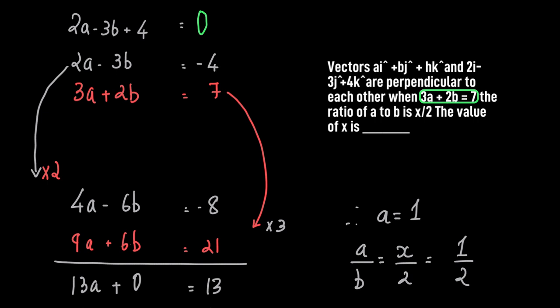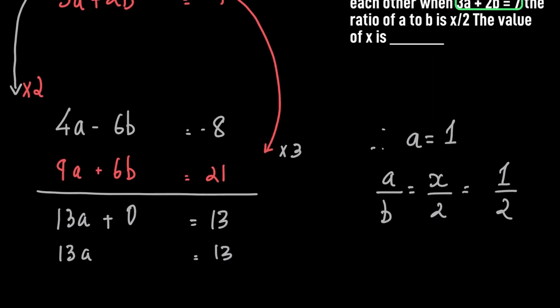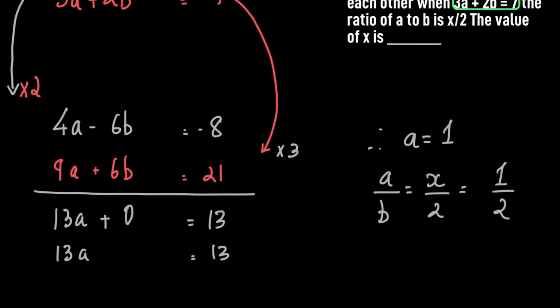Given that 3a plus 2b equal to 7, I'll multiply the first equation by 2 to get 4a minus 6b equal to minus 8. Multiply the second equation by 3 to get 9a plus 6b equal to 21. Adding these, minus 6b plus 6b is 0, 9 plus 4 is 13a, 21 minus 8 is 13, so a is equal to 1. And therefore, a by b is x by 2 is equal to 1 by 2, which gives us the value of x equal to 1.